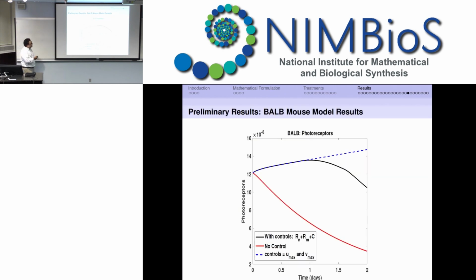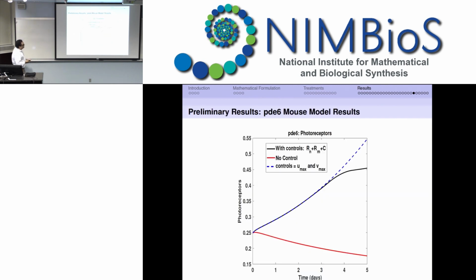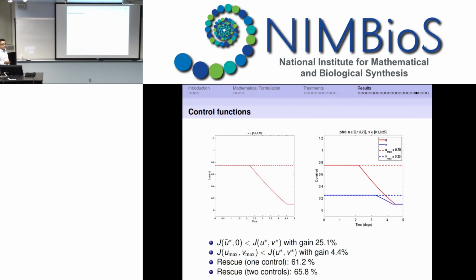For the other experiments, very similar situation. Same thing, that's the set at the maximum controls, optimal control, no treatment. And this over here are the graphs of the control functions. Once again, we were obtaining very similar conclusions. With two treatments, there was a gain of 13% as opposed to only one treatment. And of course, at the optimal control, the objective functional was larger than it was at the maximum control. And here are the rescues for the photoreceptors. And then for the last treatment, this is the curve, and once again, we were obtaining very similar results.